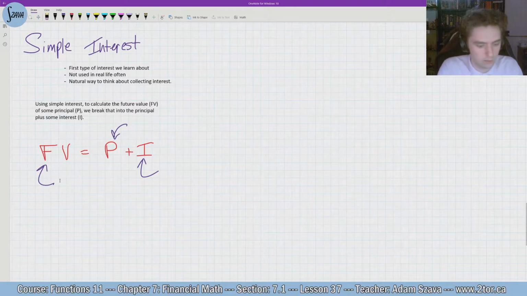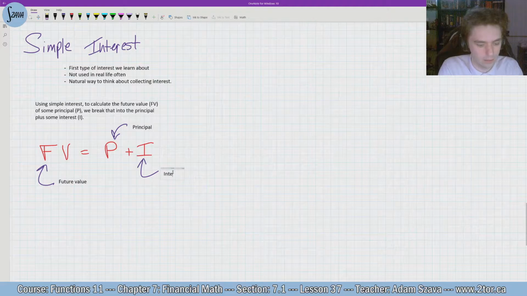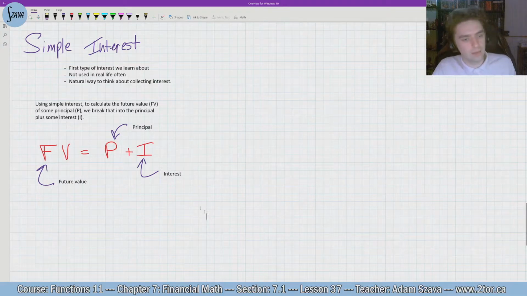Future value, principal, and interest. Okay. Now, how exactly do we calculate this?